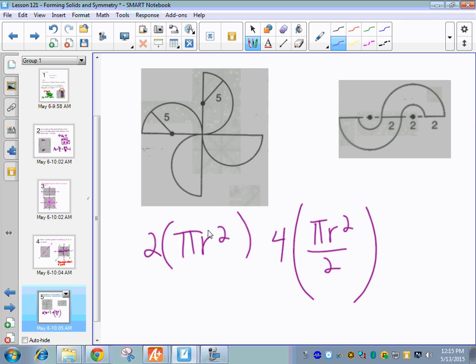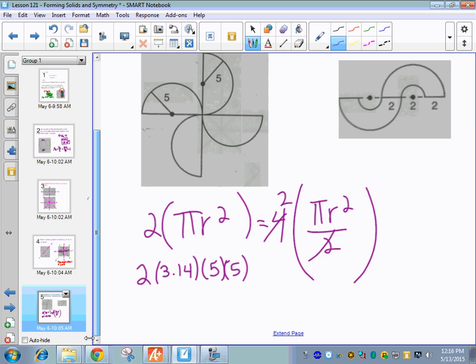Are these the same formulas? Yeah, because 4 divided by 2 is 2. So however you want to do it, if you want to find 1/2 circle times by 4, or if you want to put them together and find 2 whole circles, that's fine. So let's do the 2 whole circles. I have 2 times pi times 5 times 5. You got it already? I think you're right, yeah?